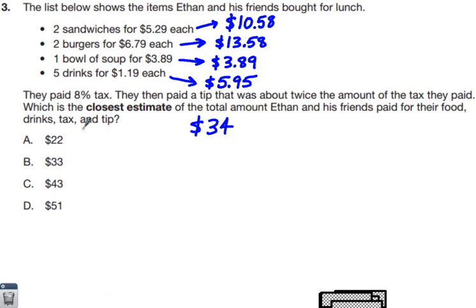Okay, 8% tax. Hopefully you read all of it, and you have to keep track of everything and notice everything. So we paid 8% tax. How do we figure out what 8% is of that $34 total? The bill came to $34 total, even, I guess, and we paid 8% tax.